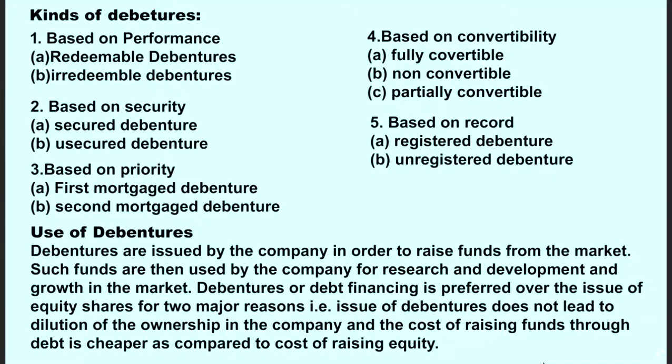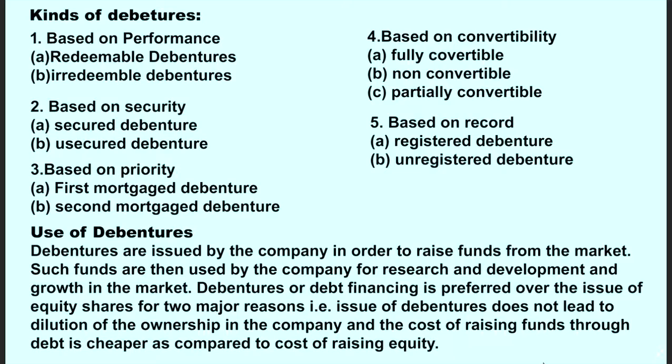Kinds of debenture. I am dividing kinds of debentures based on performance, based on security, based on priority, based on convertibility, and based on record. Based on performance: redeemable debenture and irredeemable debenture. Redeemable debentures are debentures which can be redeemed by the debenture holder, and this type should be mentioned in the deed. An irredeemable debenture cannot be redeemed. Based on security: secured debenture and unsecured debenture. Secured debentures are debentures which are secured with some properties, and unsecured debentures are not secured.